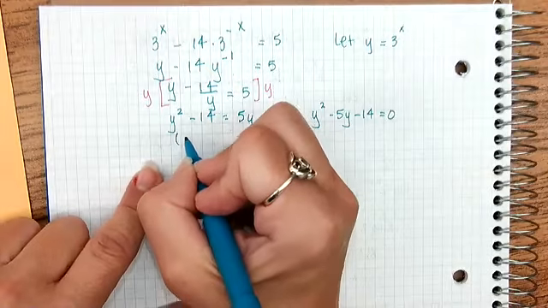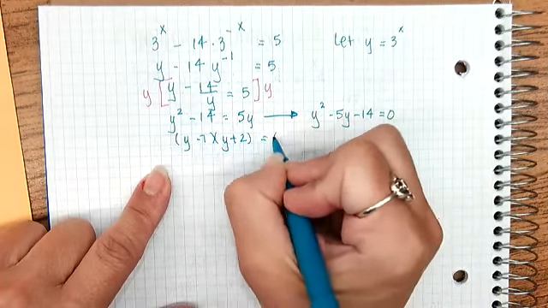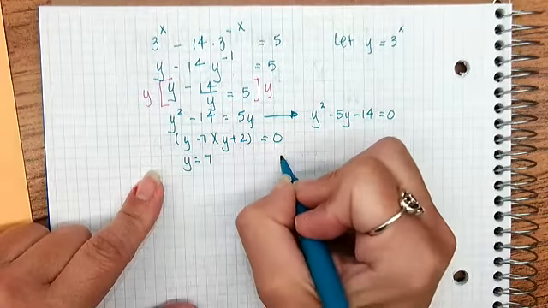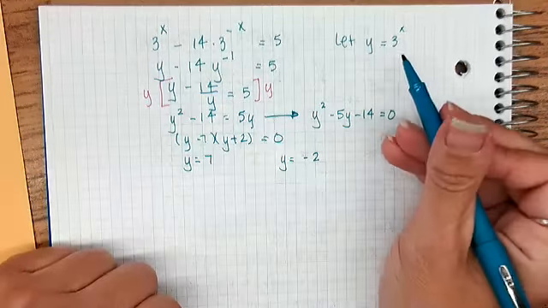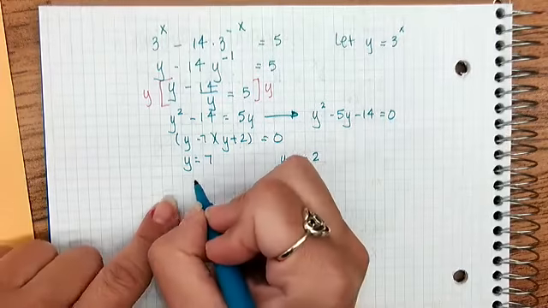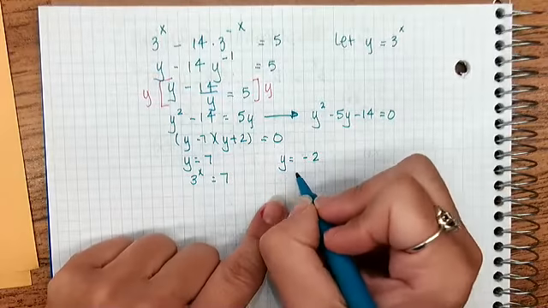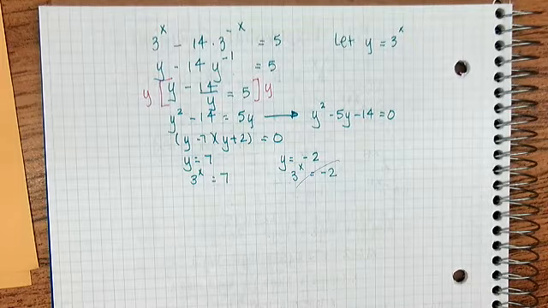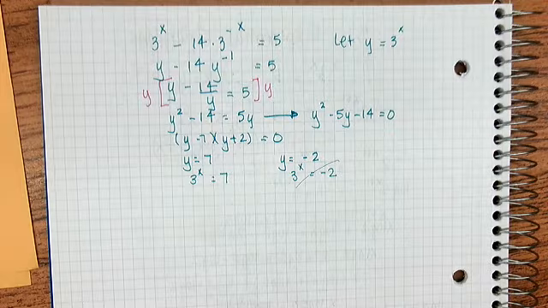Factor it. Y minus 7, y plus 2. So y is 7 and negative 2. That's not your answer. That's what y is. But we started off by saying y is 3 to the x. So 3 to the x equals 7. 3 to the x equals negative 2. Stop right there. No can do. It's impossible to raise a number to a power and get negative 2. Negative 2 is outside of the range.